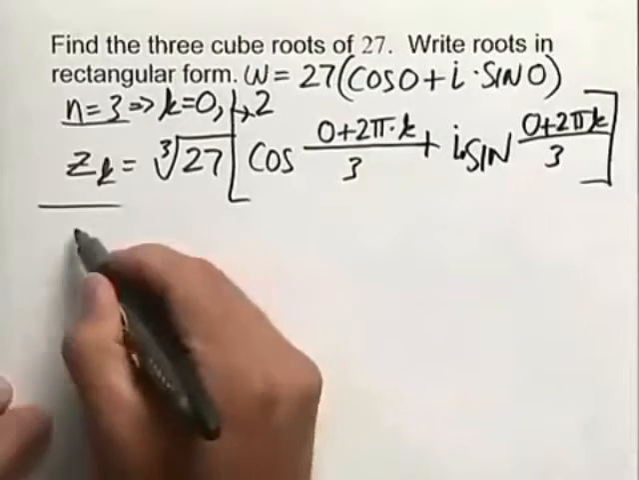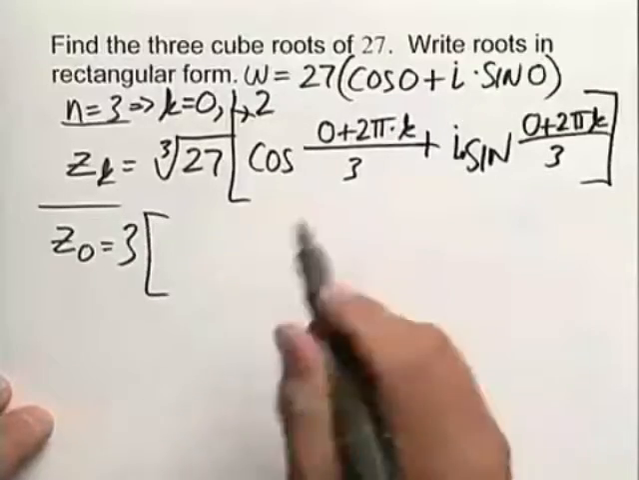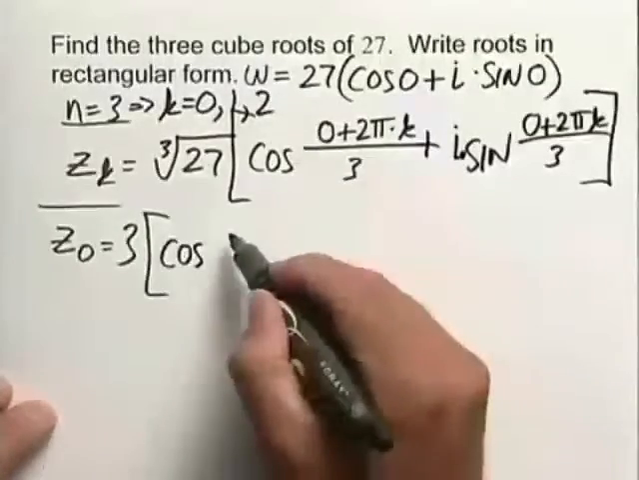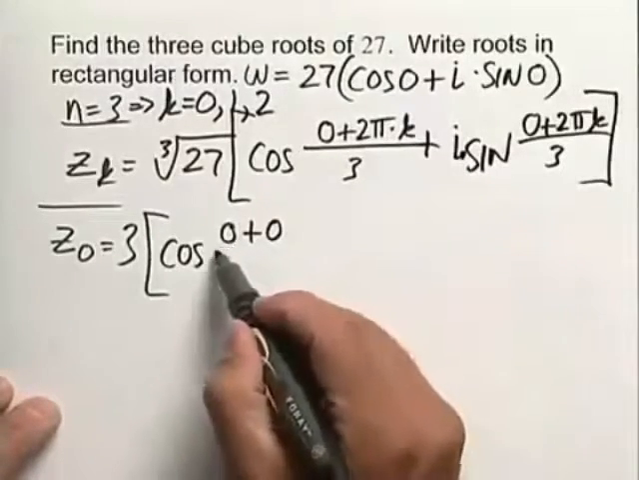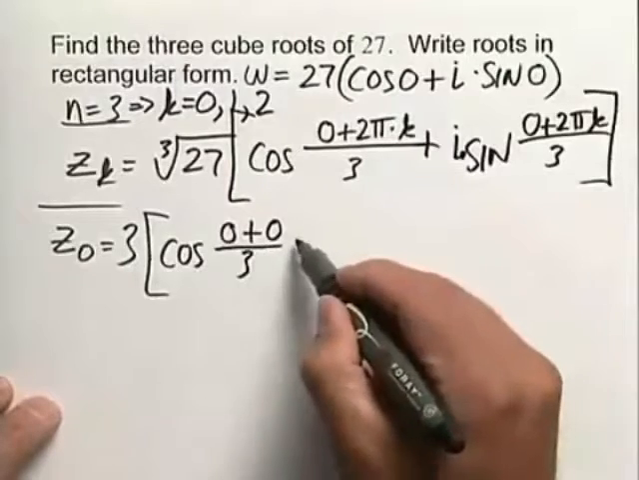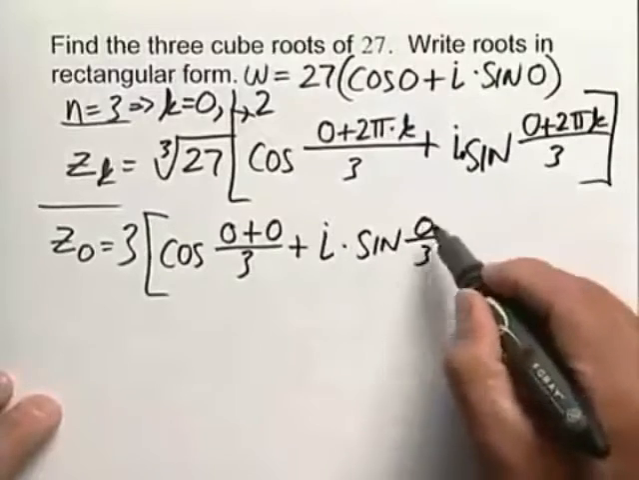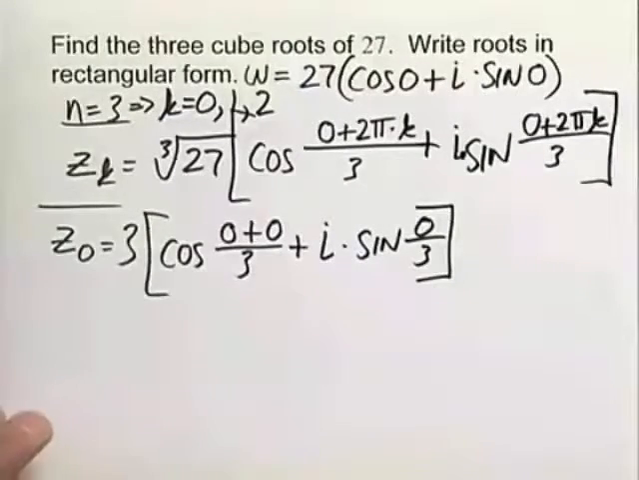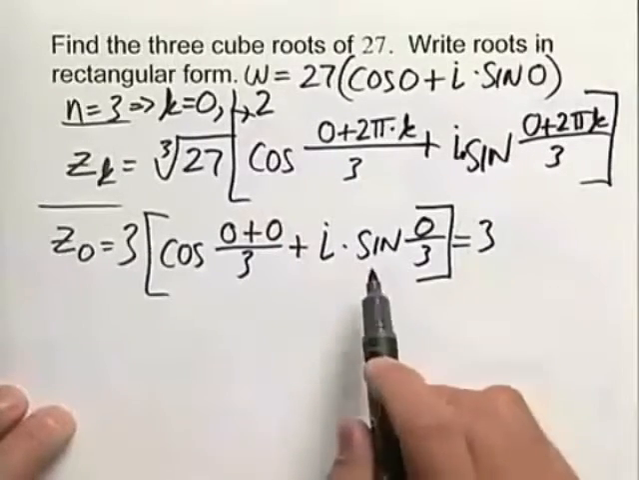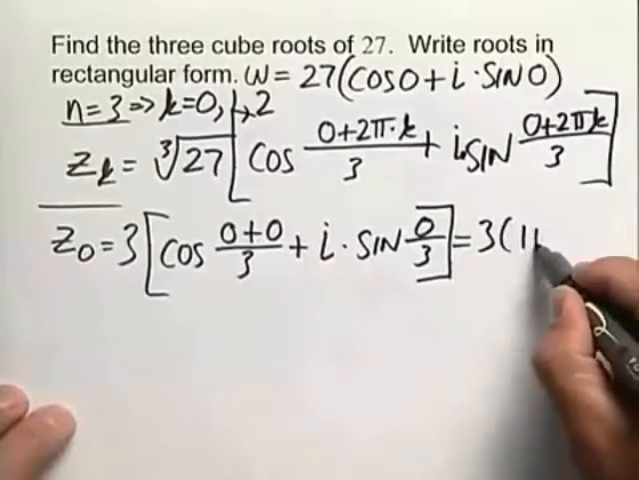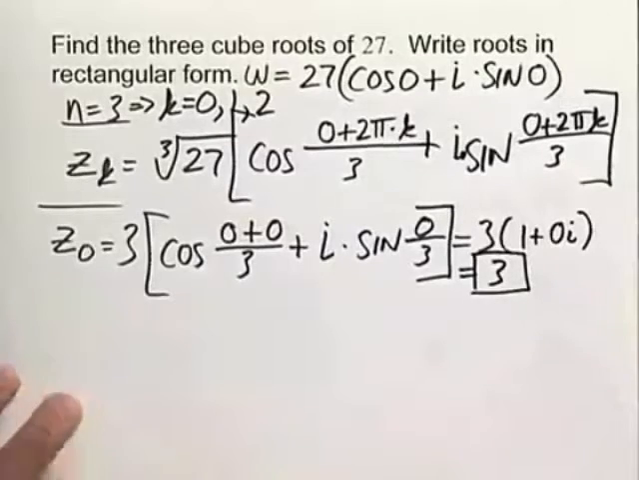So let's start. We have z sub 0 is equal to the cube root of 27, which is simply 3, times the cosine of 0 radians plus 2 pi times k, which is also 0, all over 3, because k is 0, plus then i times the sine of that same value, 0 over 3, or simply 0. And from this we obtain the complex number 3 times 1 plus 0i, and so the cube root that we knew right off the bat, which was 3.